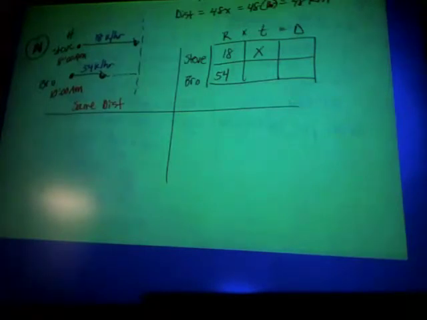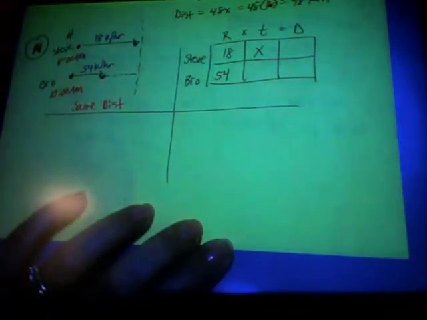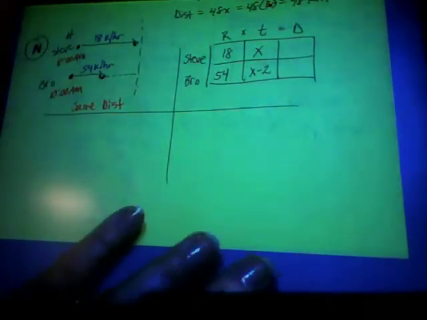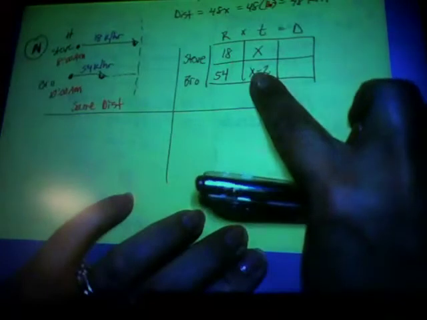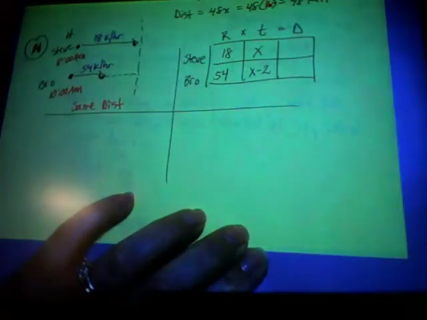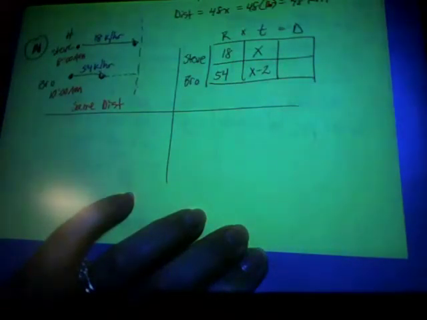Then, did his brother travel for more time or less time? Less time because he left 2 hours later, right? So what is his brother's time? X minus 2. Does that make sense? His brother left 2 hours later. If I had let his brother be X, what would you have let Steve be? X plus 2, because Steve went 2 hours more. So there are two different ways to set this up.